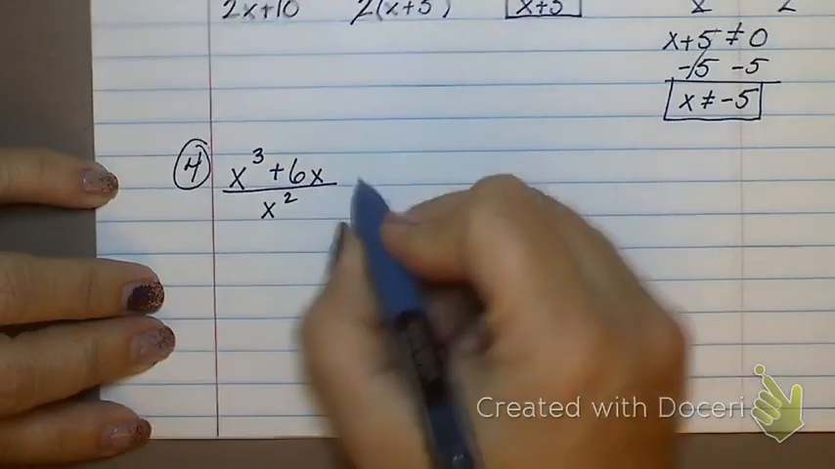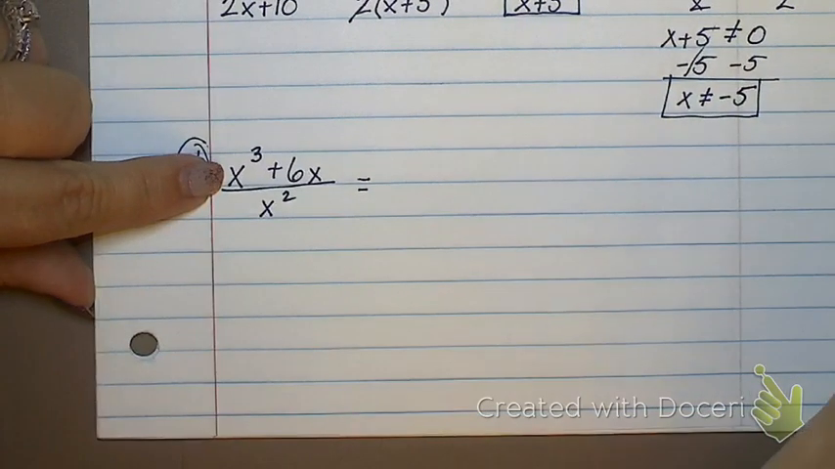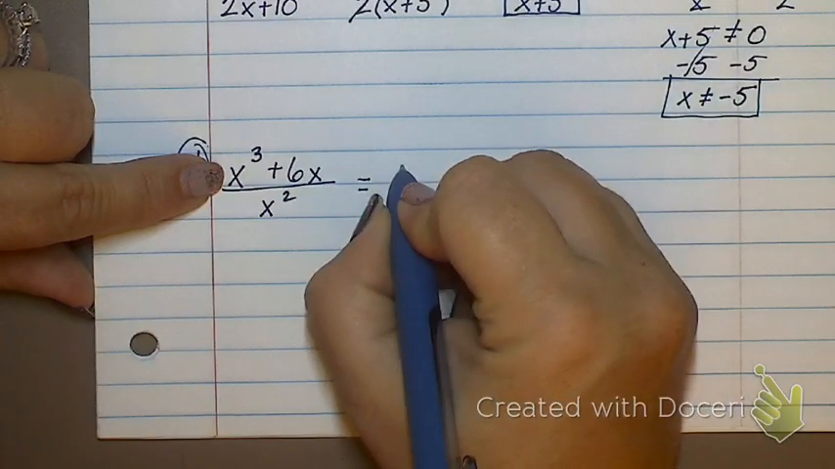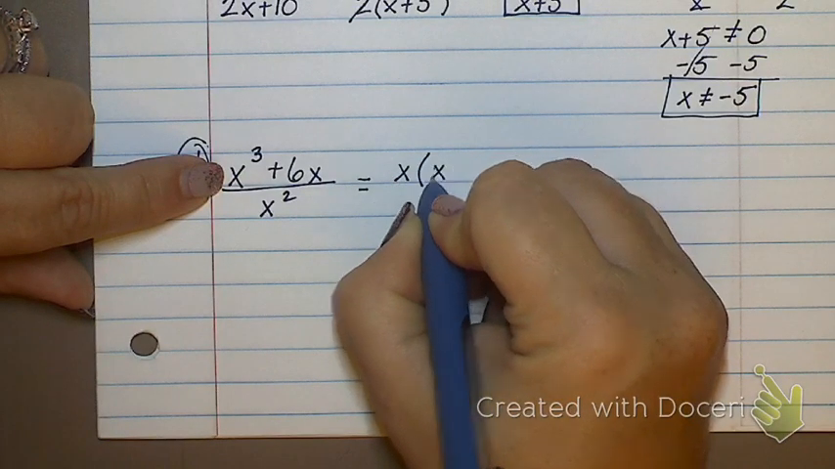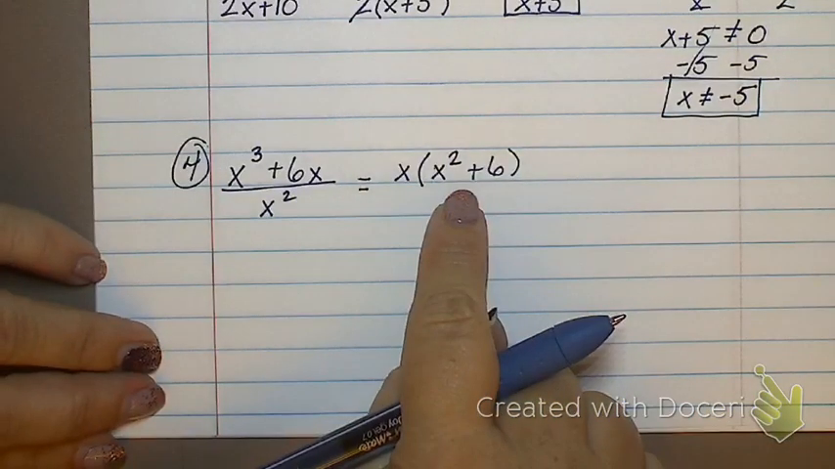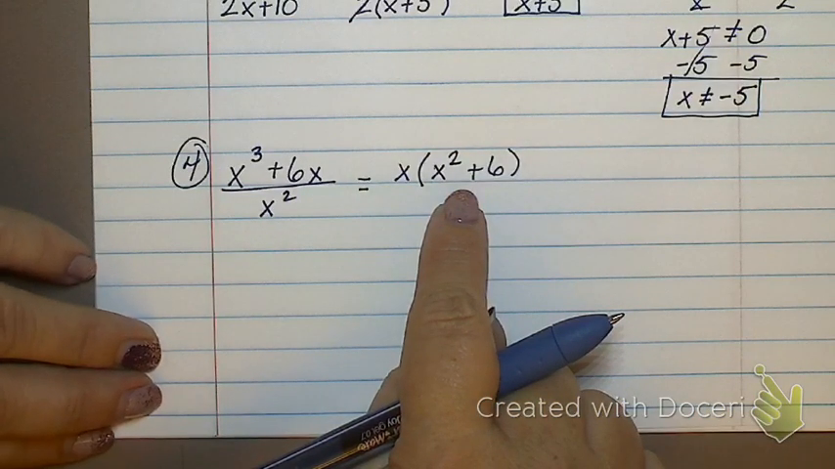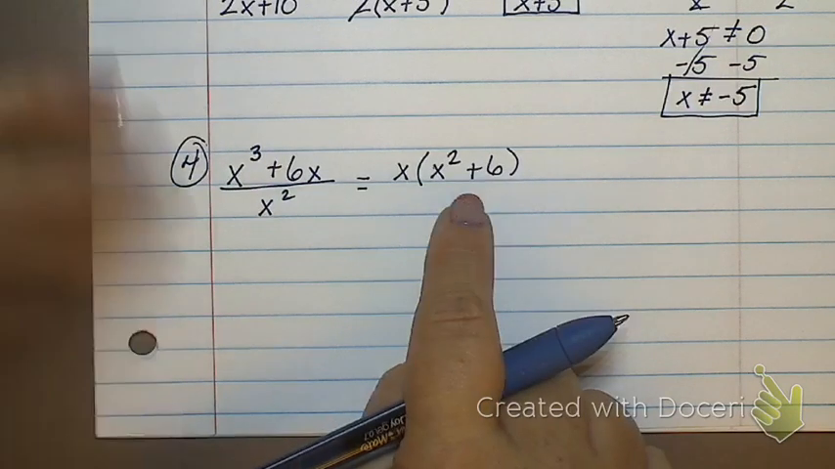All right, how do I factor the top? I can't factor the bottom because you can't factor a monomial. How do I factor the top? What do they have in common? X. What would be left inside? X squared plus 6. Can x squared plus 6 be factored any further? No. It's not a difference of squares, and it's not a sum or difference of cubes, so we're done there, right?